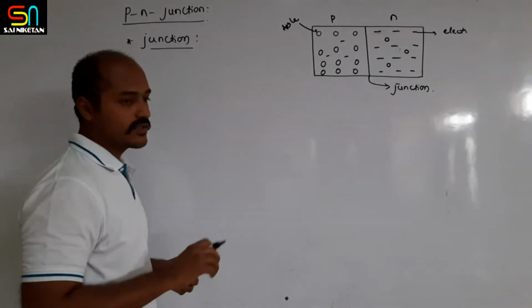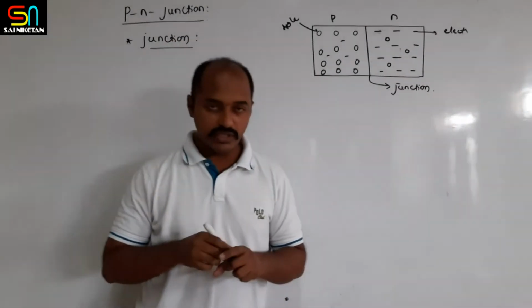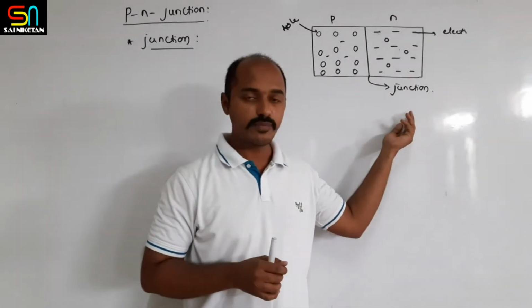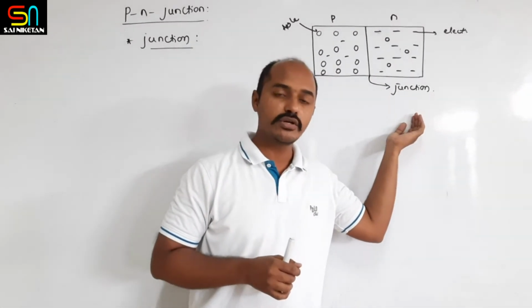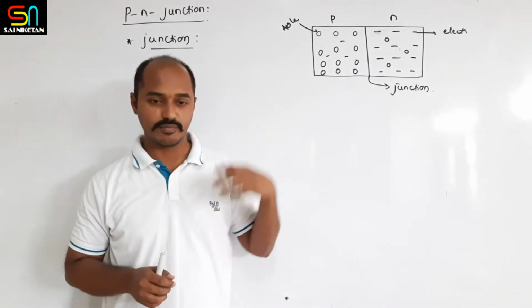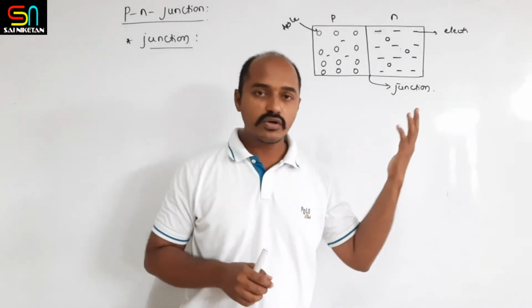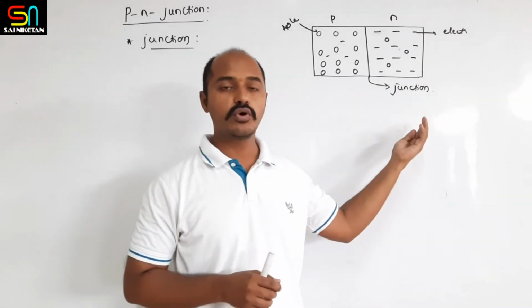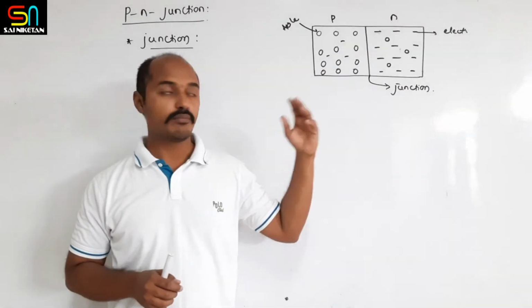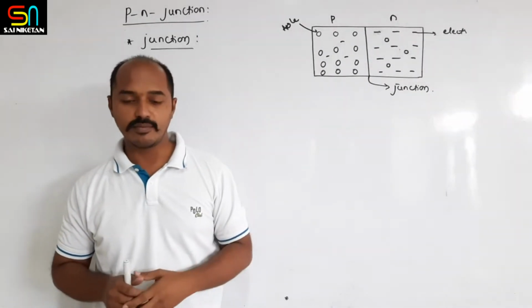Then next, here you can see in the n-type semiconductor, electrons are majority charge carriers, and holes are majority charge carriers in the p-type semiconductor. Meaning the number of electrons is higher in the n-type semiconductor and the number of holes is higher in the p-type semiconductor.